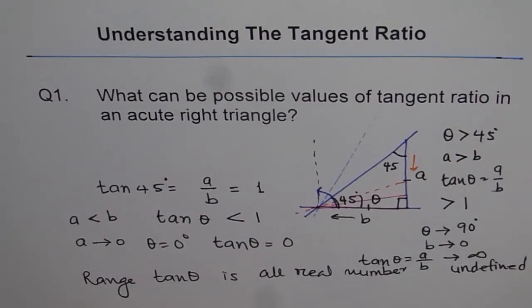It is from 0 to infinity, right? In that small right triangle, it gives you all possible values from 0 to infinity. So that is what tangent ratio could be. Okay, I hope you understand and appreciate it. Now we will do many examples which will help you understand the tangent ratio and its application. Thank you and all the best.